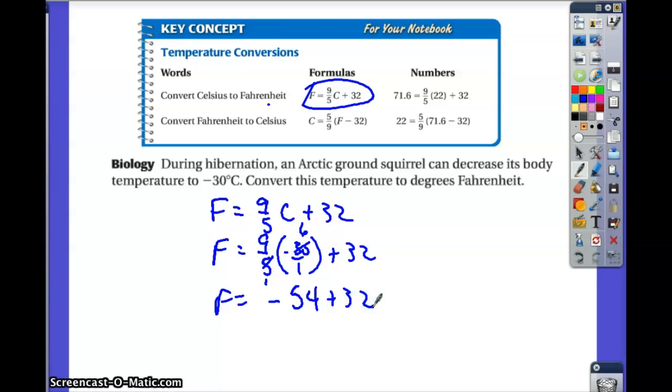Now you use your integer addition rules. Signs are different, so you subtract. 4 minus 2 is 2. 5 minus 3 is 2. Take the sign of the larger number. 54 is bigger than 32, and it's negative. Again, that's going to be degrees Fahrenheit. Negative 22 degrees Fahrenheit for your answer.